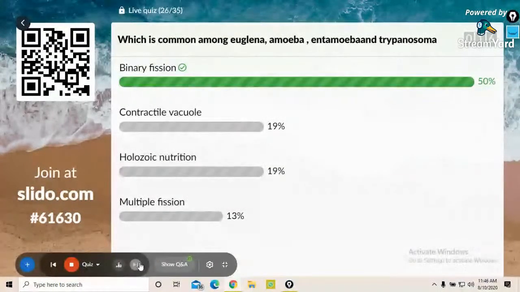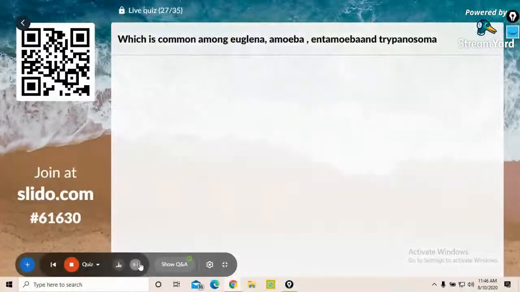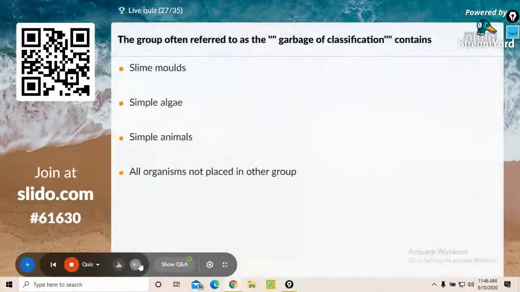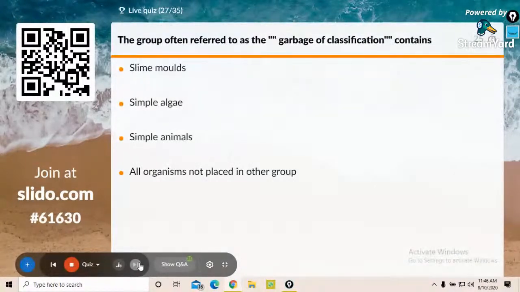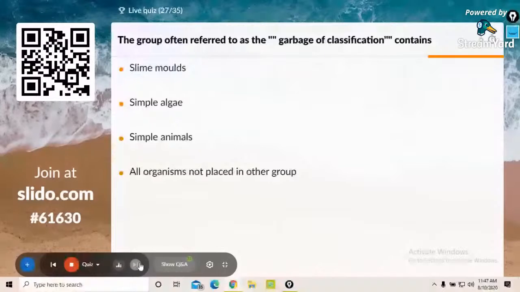27th question on the screen. The group often referred to as the garbage of classification. Read all the options and click the correct answer. The group referred to as the garbage of classification contains those who are going through a crooked path. Slime moulds, simple algae, simple animals, all organisms not placed in any other group.